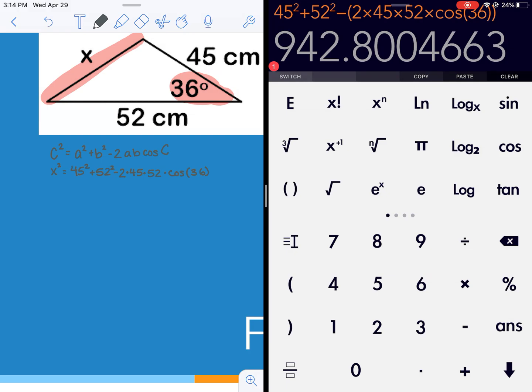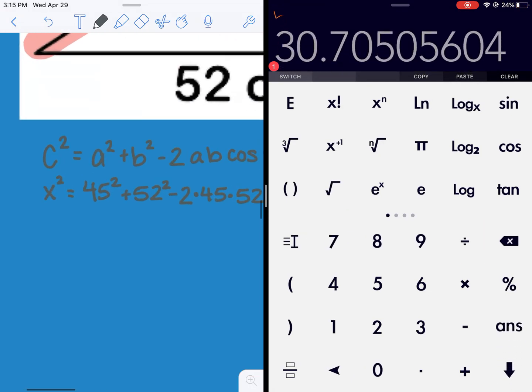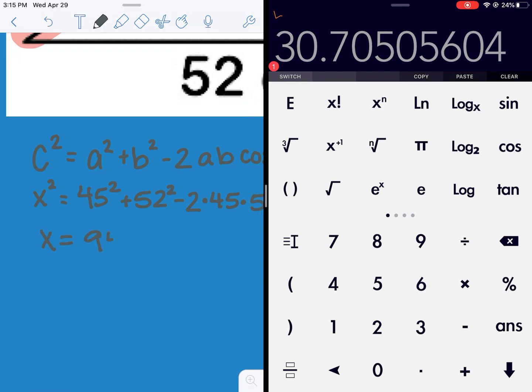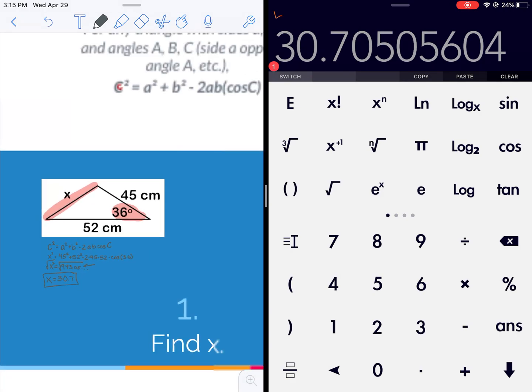And I get 942 and some change. I'm going to take that answer, I'm going to copy it, square root, paste it, right, because x was, I think, 943.08 something. When I square root both sides, I get x is 30.7. And notice, friends, I'm only rounding at the very, very end. So I might write down just part of what I have on my calculator to keep track of my work, but I'm going to use that entire number when I'm doing my next step. Otherwise, I get an internal rounding error.